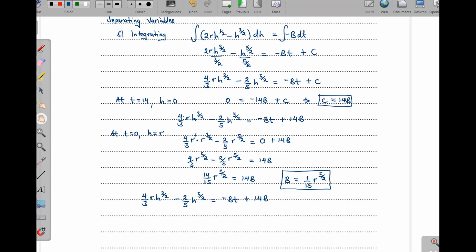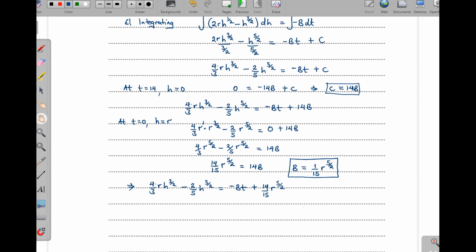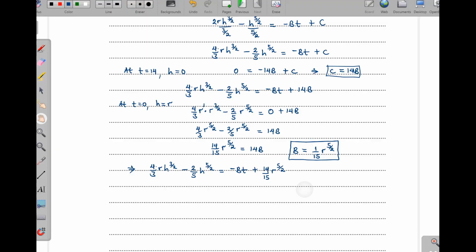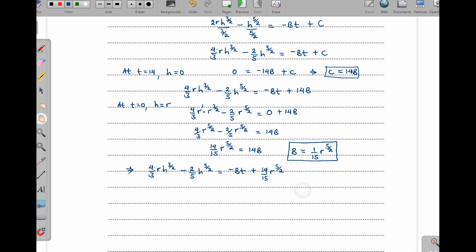Then 14b, we have seen that it is this, not so? So let me just put it here and we say plus 14 out of 15 r power 5 over 2. You see that? Then we need to simplify this one here. We make t the subject of the formula. Is that correct?